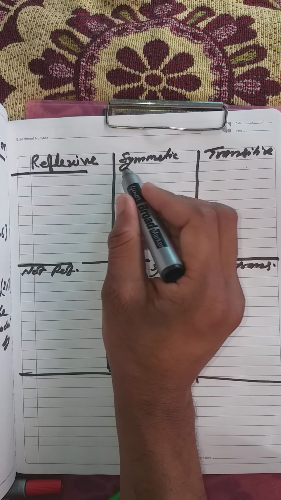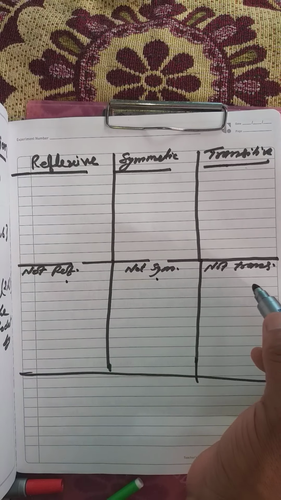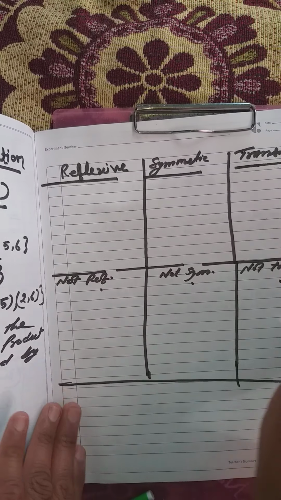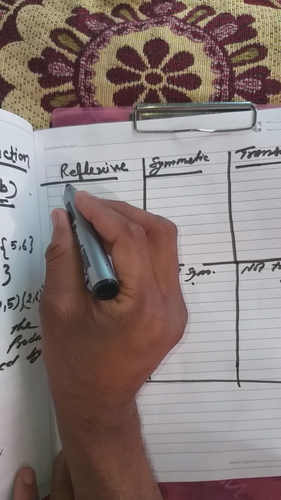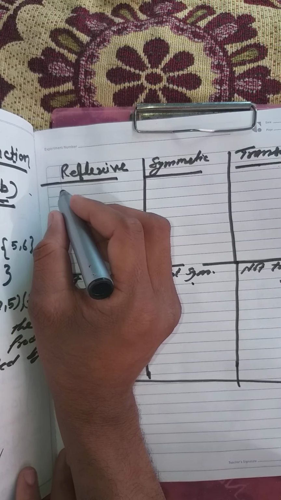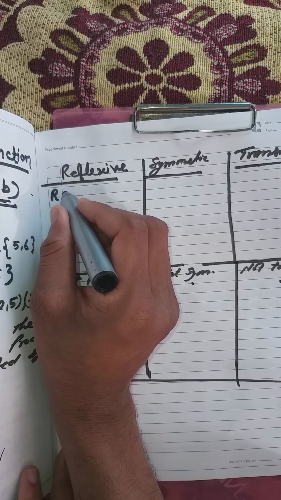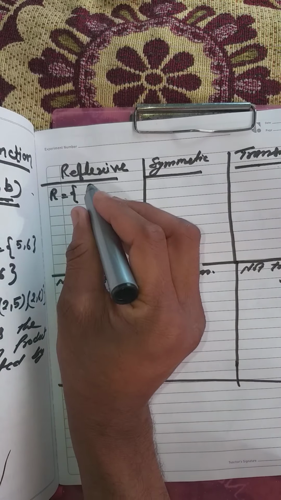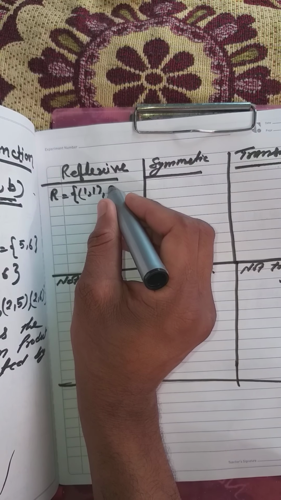Reflexive, symmetric, transitive. Not reflexive, not symmetric, nor transitive. Okay. Let us suppose we have a relation R having elements (1, 1), (2, 2).